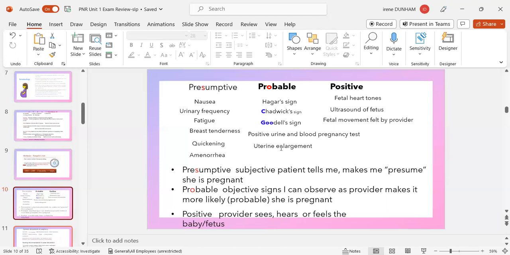Probable. As the provider, you're looking at things, but are you sure? Okay, it is likely she is. And then the positive thing is that as a provider, you can hear the heart tones, you can do an ultrasound, you can see, and this is feeling. Does that kind of help you a little bit by going over it like that? Yeah. Okay, because it definitely is a question about this.